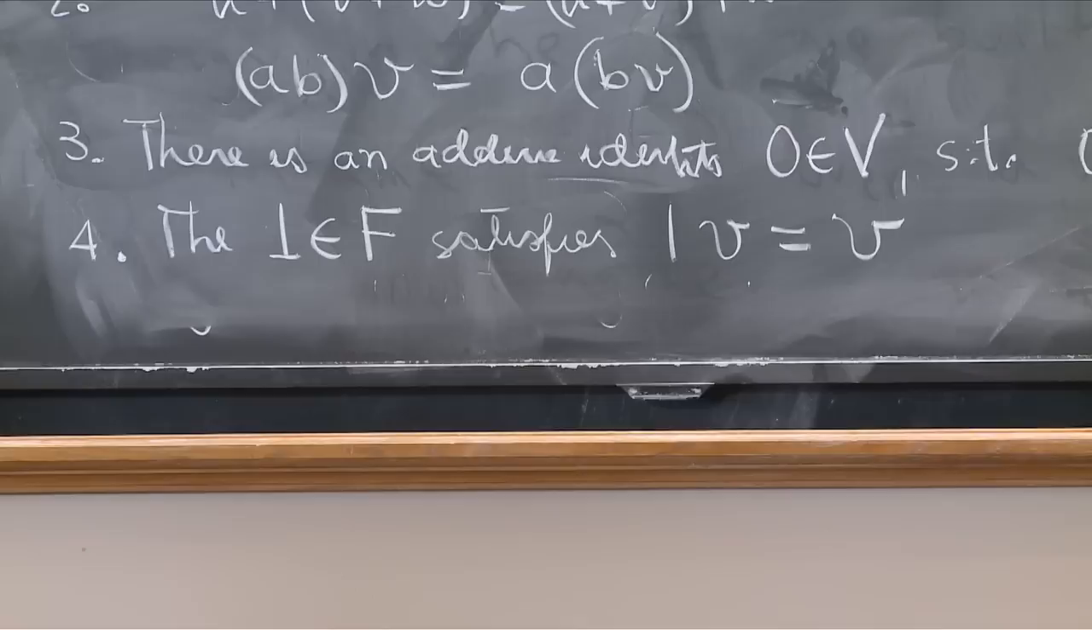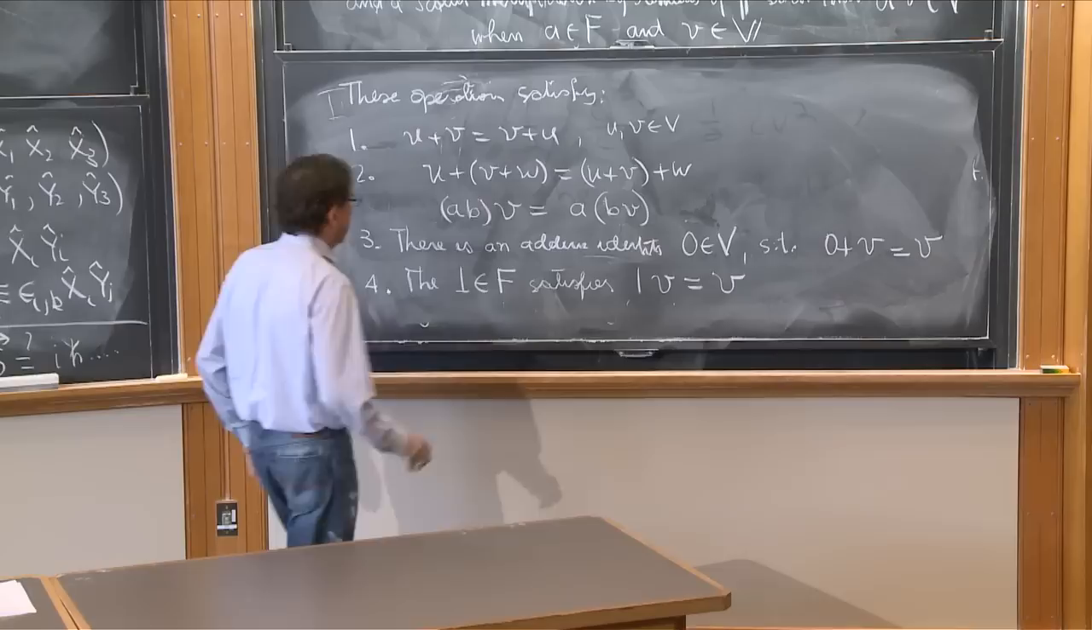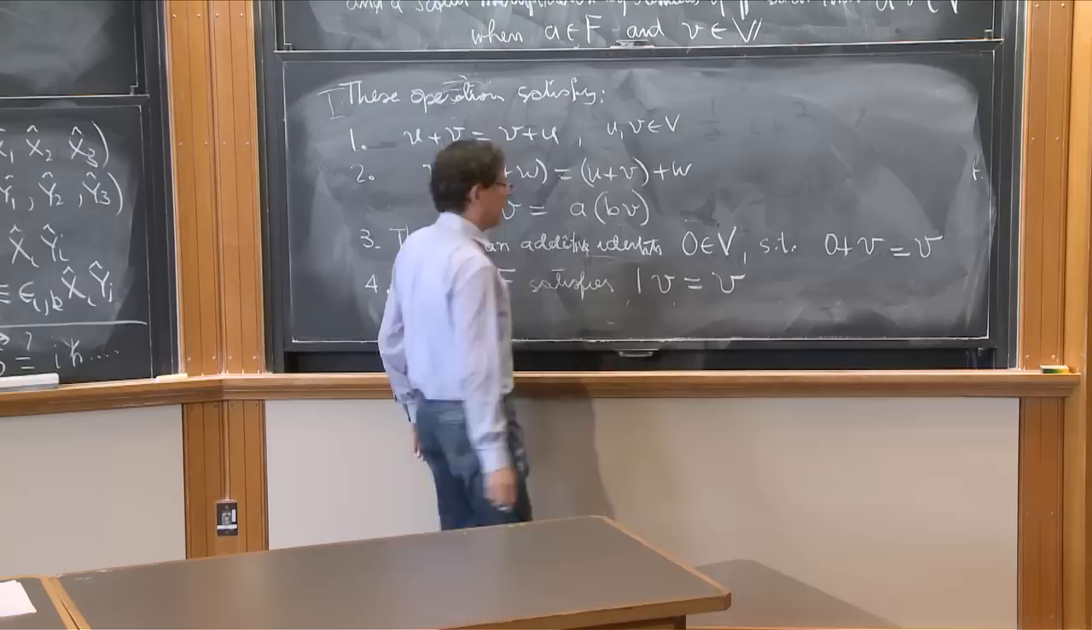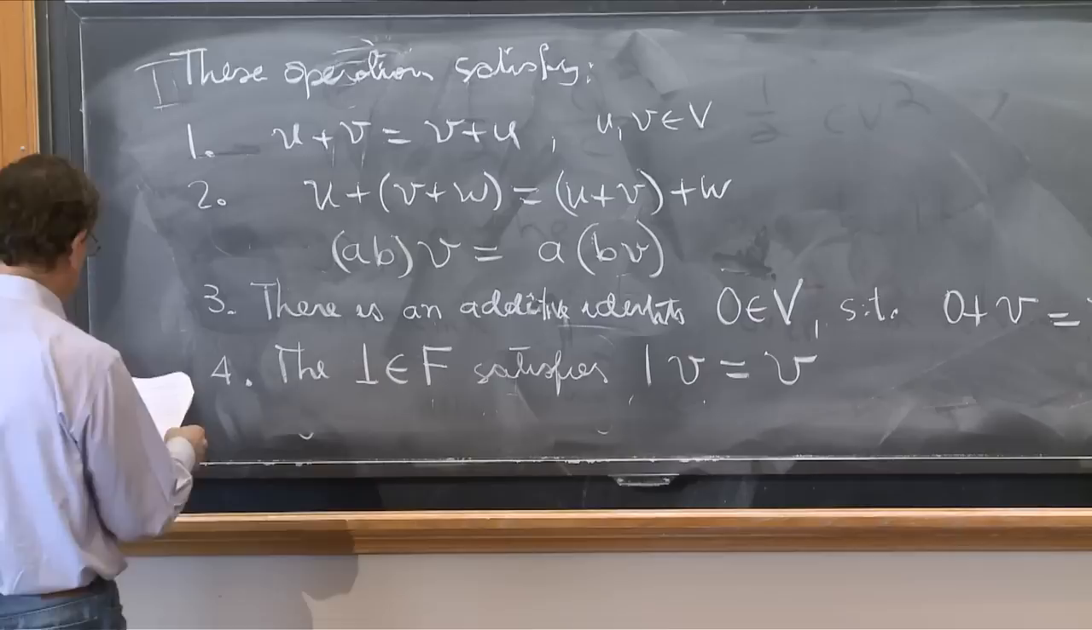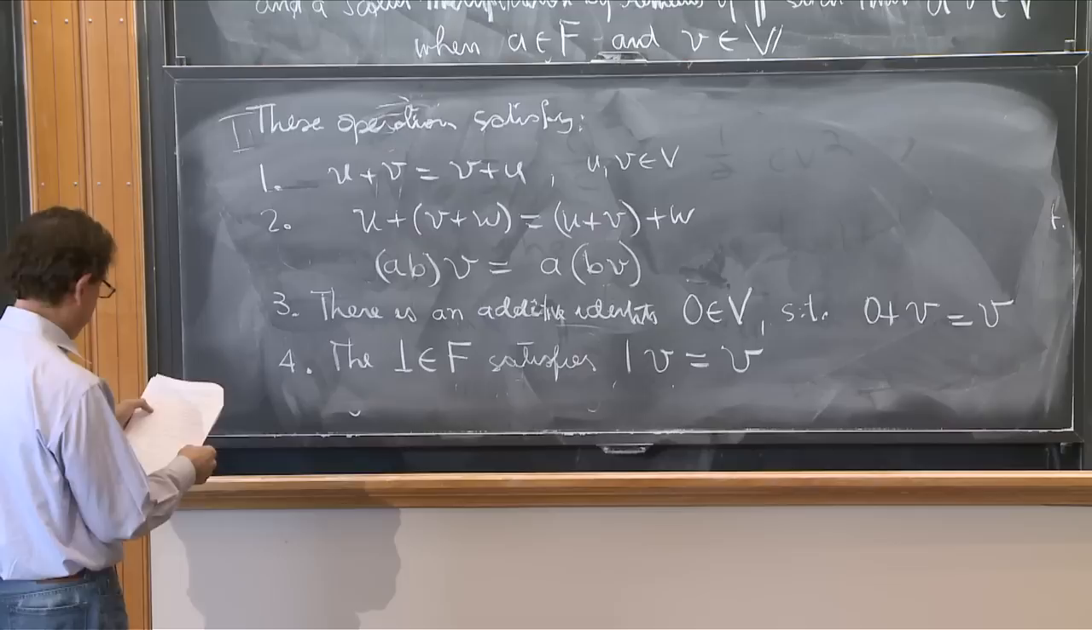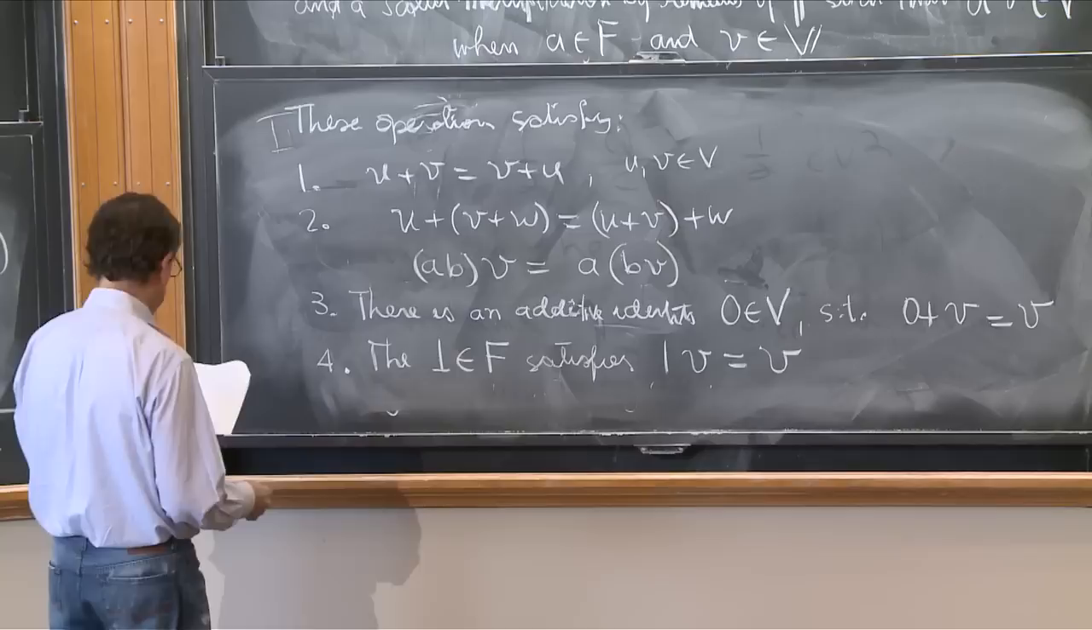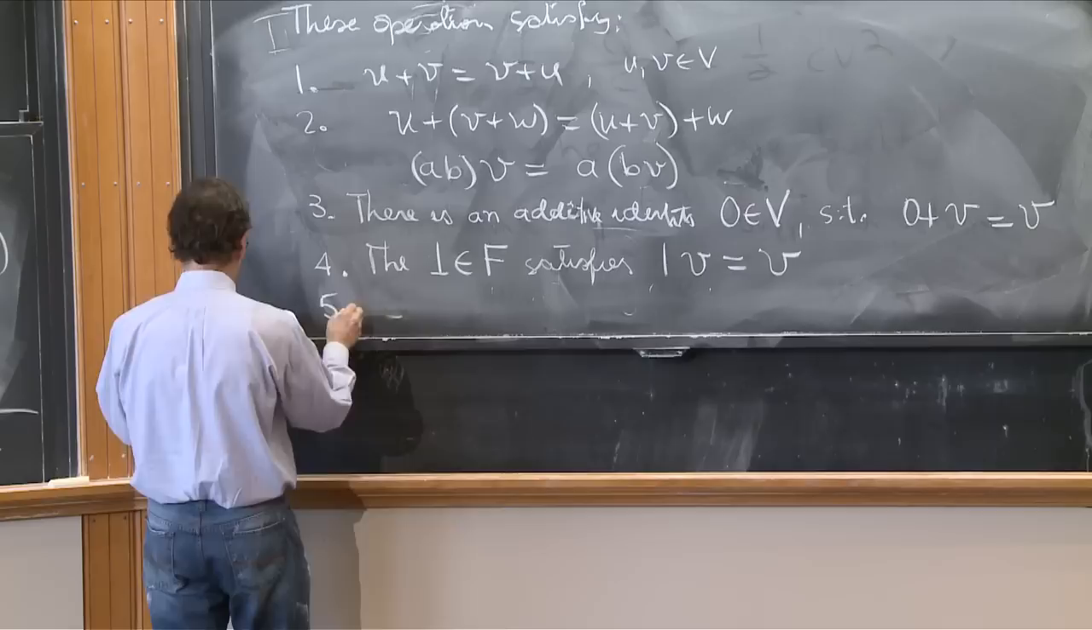There is an additive identity, the 0 vector. Finally, distributive laws. No, one second. One, two, three. There's the 0 vector. Oh, I actually, in my list, put them in different orders in the notes, but never mind. Five.